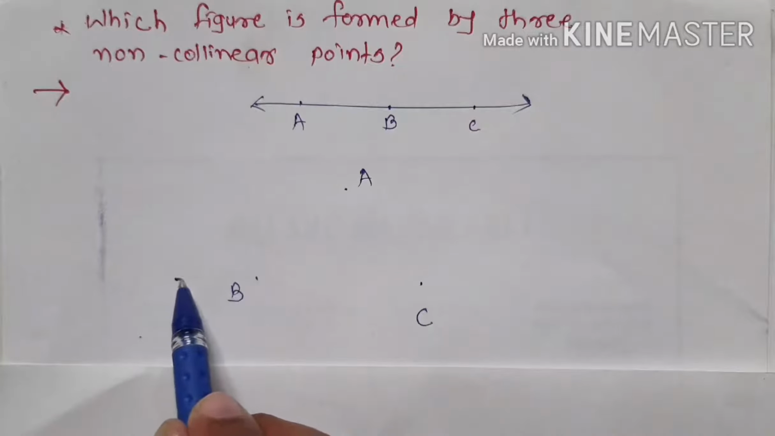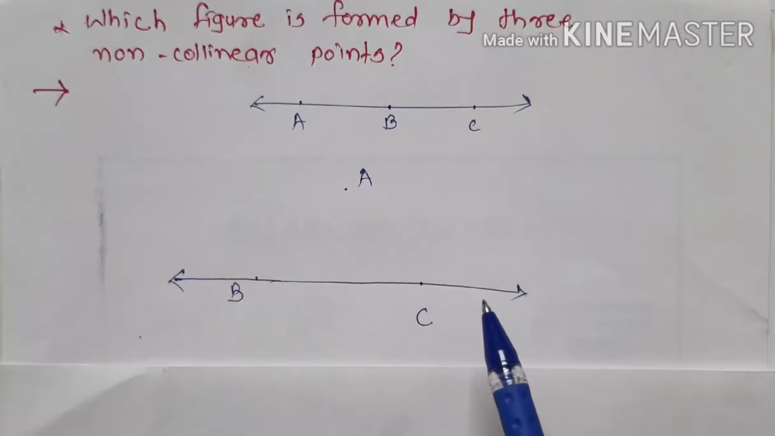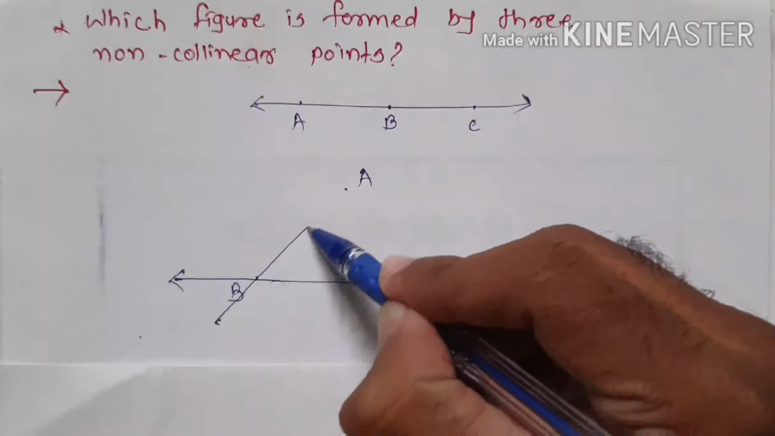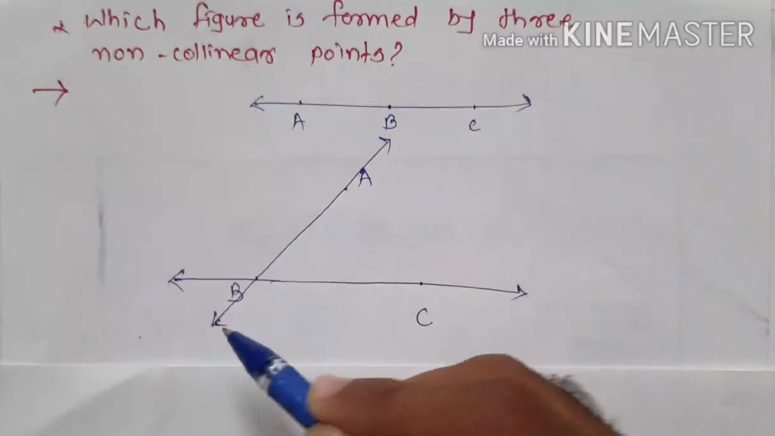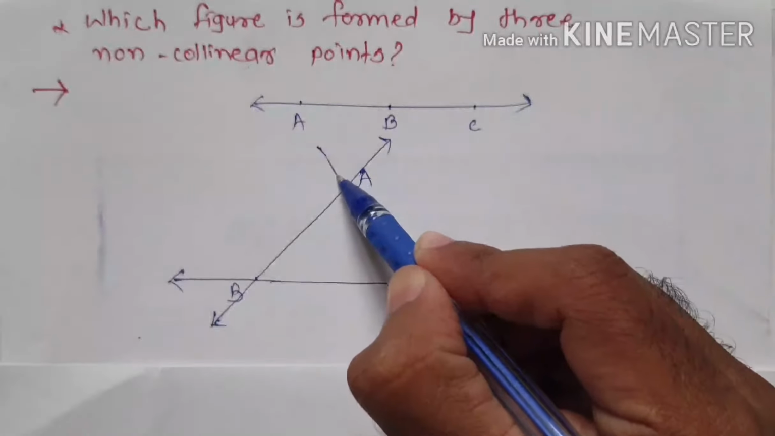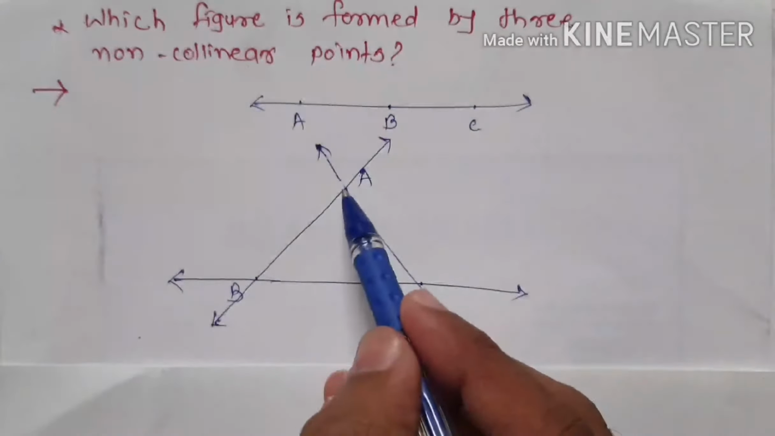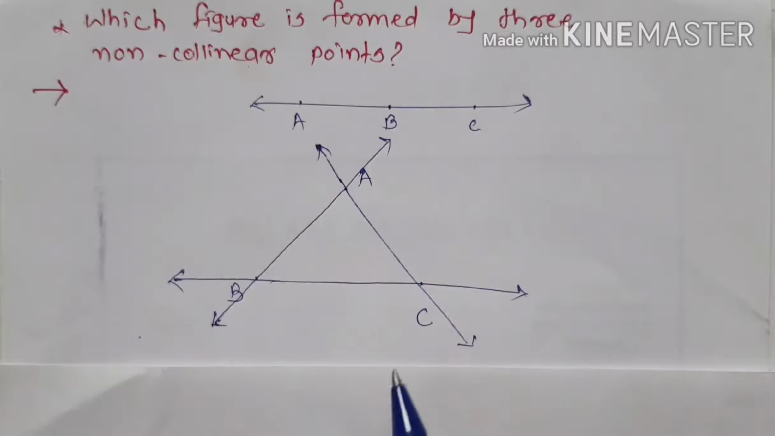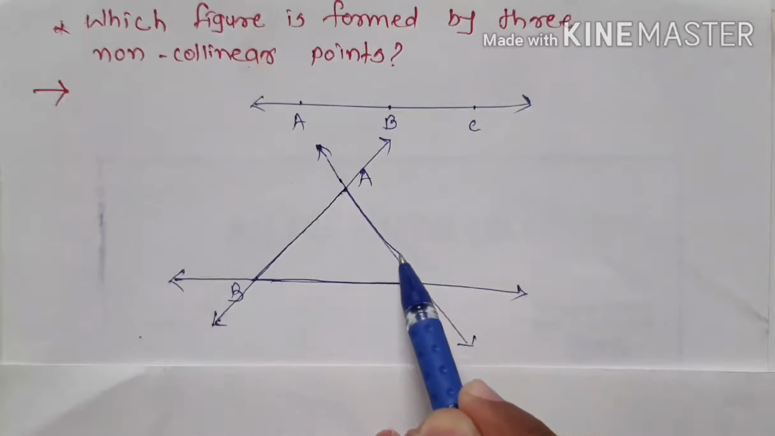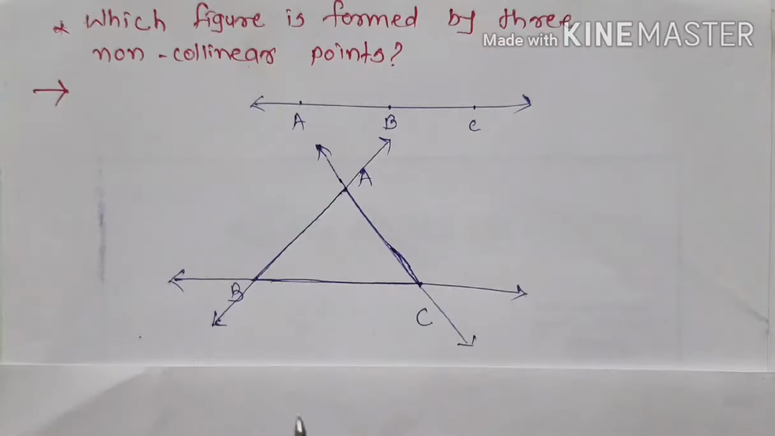So now we can draw a line which passes through points B and C. So this is the first line. Then we can draw a line which passes through points B and A. So this is the second line we get. And finally we draw a line which passes through points A and C. So if we join all these 3 points by drawing 3 lines, we get a figure here, and that is a triangle. So this is the answer to our question: if there are 3 non-collinear points, then we will get a triangle.